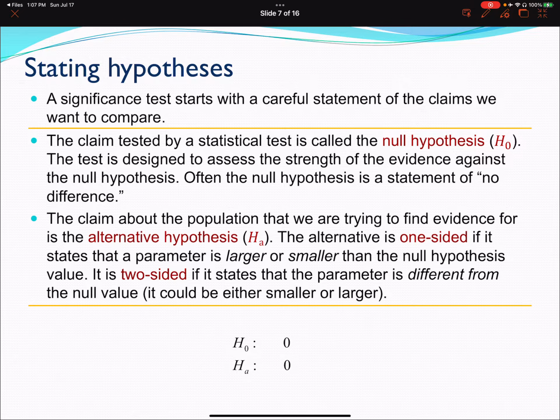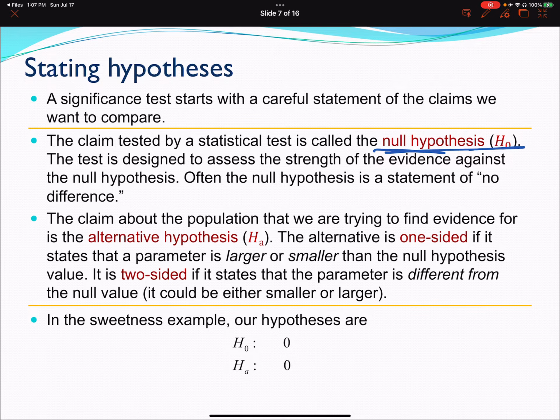So next, let's talk about stating hypotheses. A significant test starts with a careful statement of the claims that we want to compare. We're going to have a null hypothesis and an alternate hypothesis. The claim tested by a statistical test is called the null hypothesis. We're testing that claim, and often our null hypothesis is a statement of no difference.